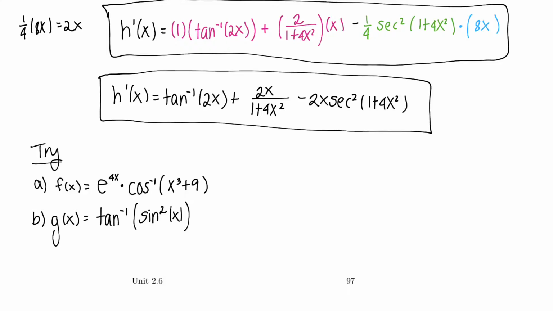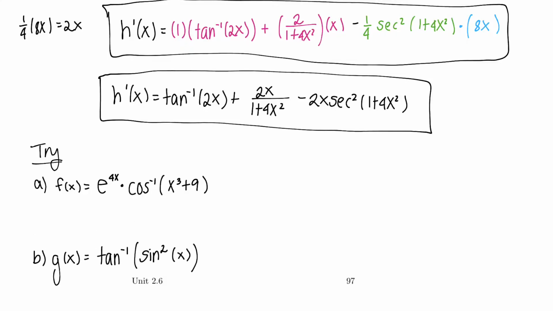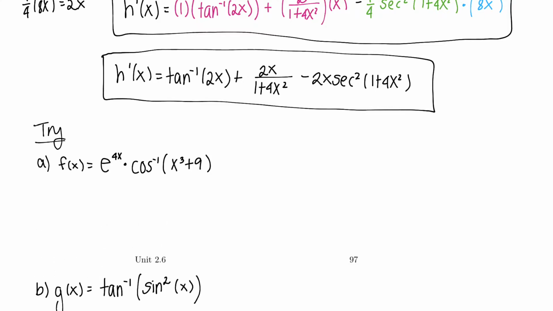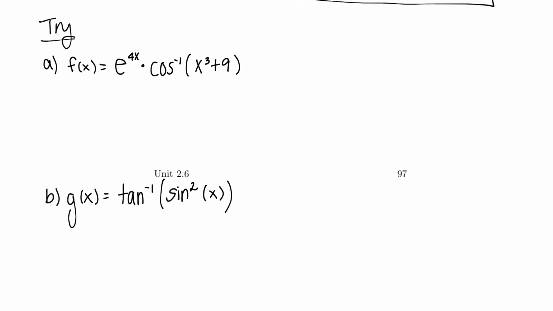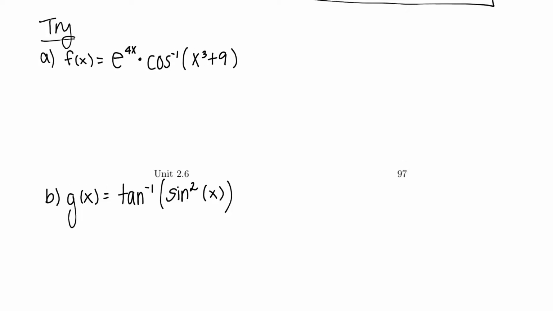All right, I'll pause the recording. All right. So hopefully at least one of these you're able to finish. I'll start with part A. F of x equals e to the 4x times cosine inverse of x cubed plus 9.